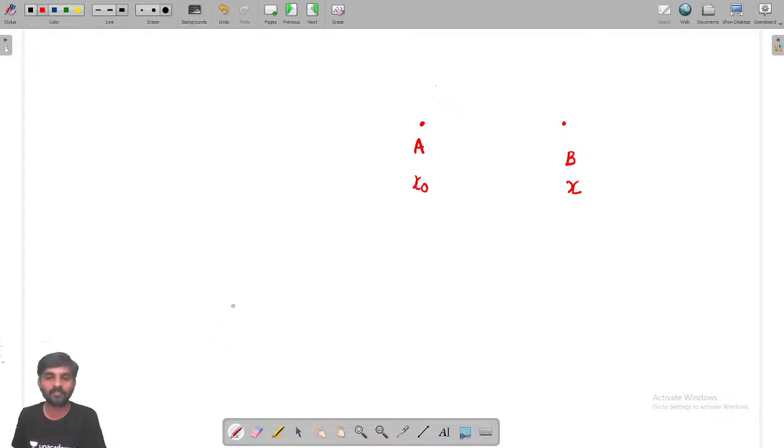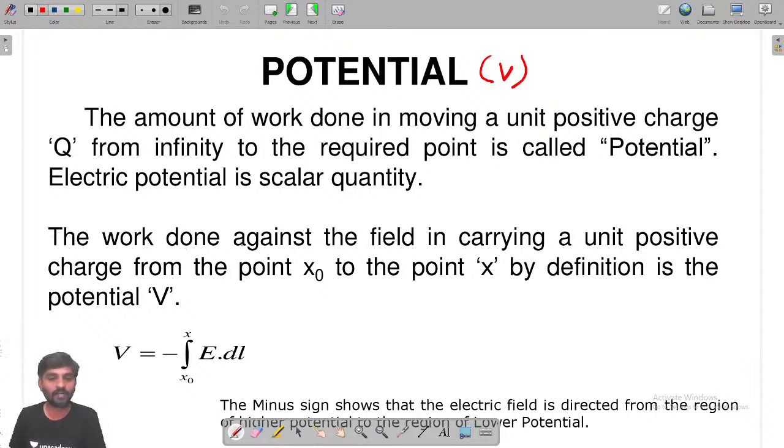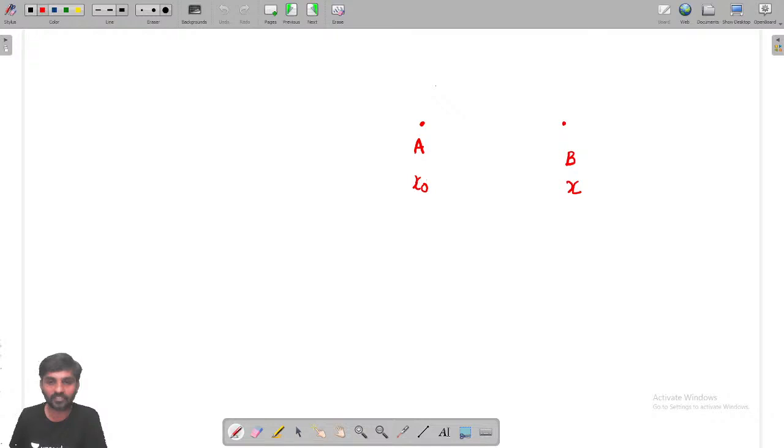So what is it saying? The work done against the field. What is this, against the field? I'll let you know, don't worry. In carrying a unit positive charge from the point X naught to the point X, right? So from X naught, you are trying to move a charge. Let's say a positive charge Q is at A. You are trying to carry this from here to here.